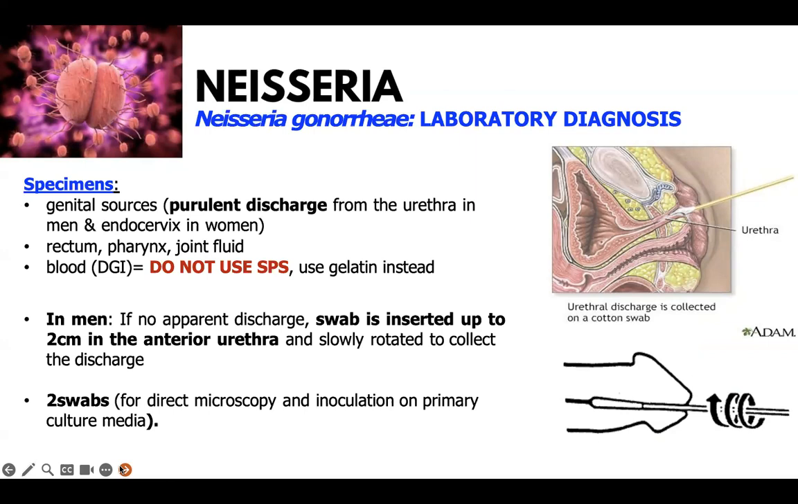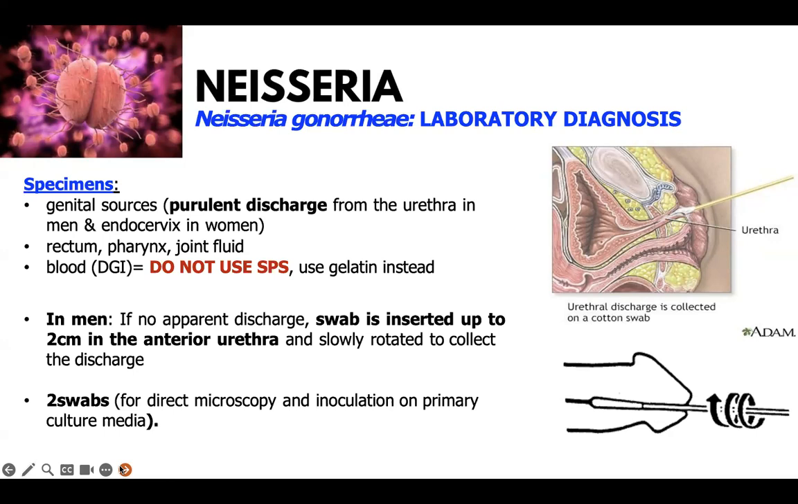Okay? So, ang specimen natin are, syempre, ang pinaka-common yung mga purulent discharges from your genital sources, no? Urethra from men and the cervix from women. Pero pwede rin namang galing sa rectum, pwede rin namang galing sa pharynx. Di ba? Kasi nga, iba-iba yung sexual style. O, di ba? Meron ding helicopter, kung ano pang style. So, kayo na bahala. Okay? And pwede rin joint fluid, guys.